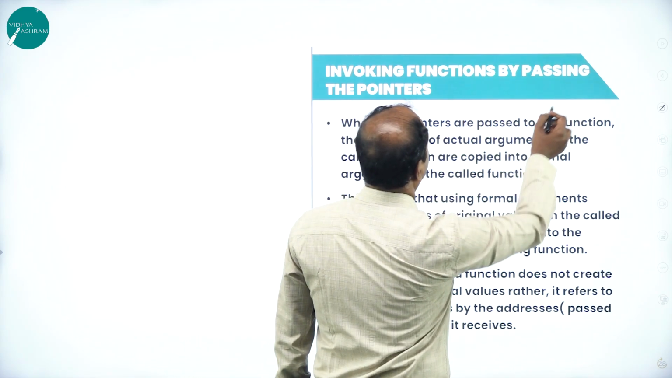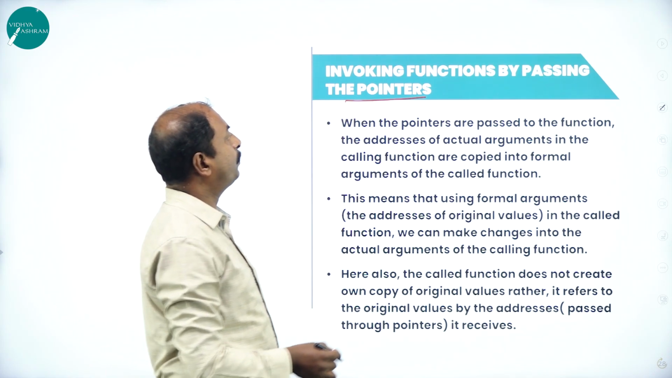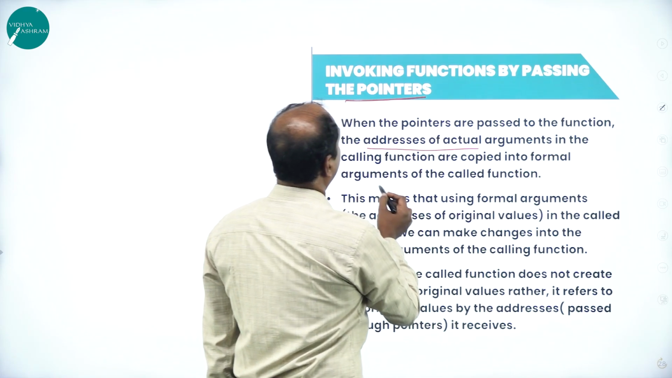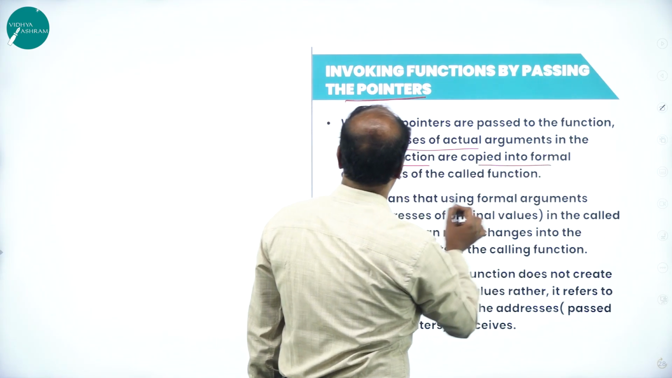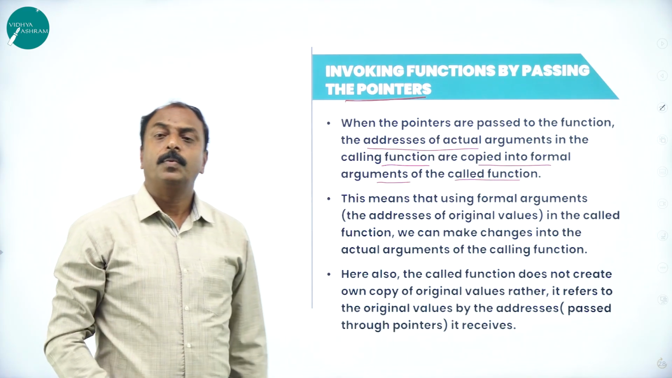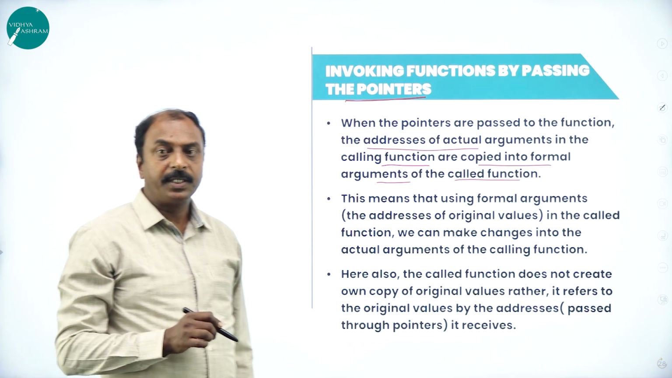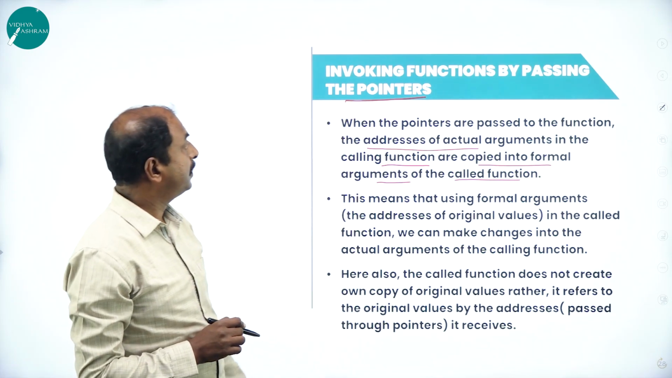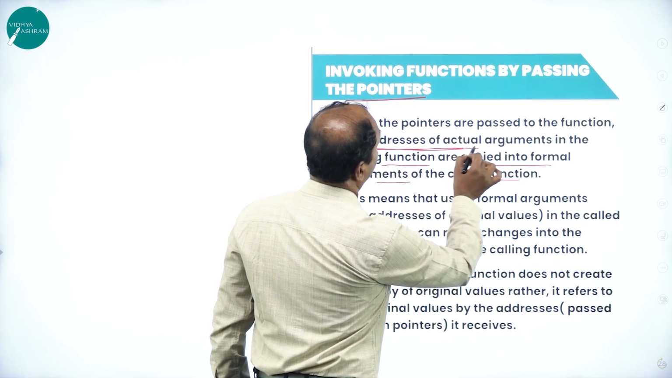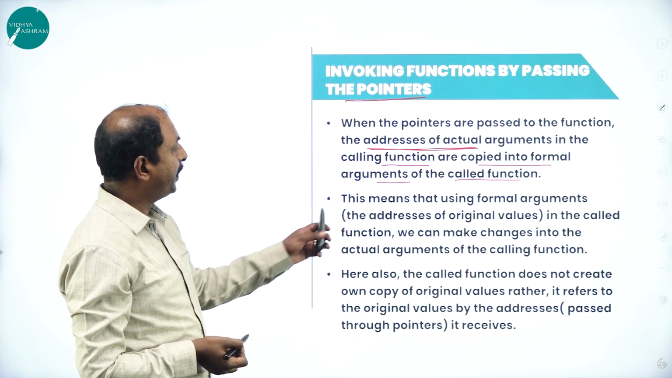Here, invoking functions by passing the pointers. So what is this concept here? When the pointers are passed to the function, the addresses of the actual arguments in the calling function are copied to the formal arguments of the called function. In the previous one, the call by reference method works with the original data with a different name. But here, with the pointers concept, it is going to pass the address of the actual parameters.